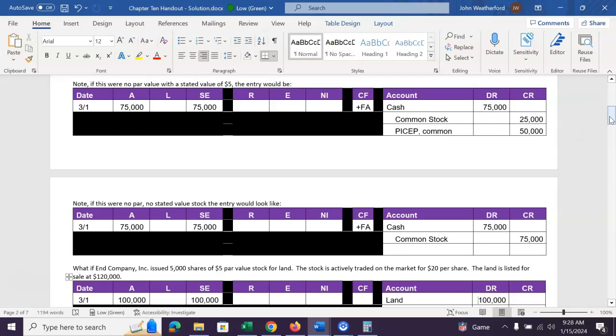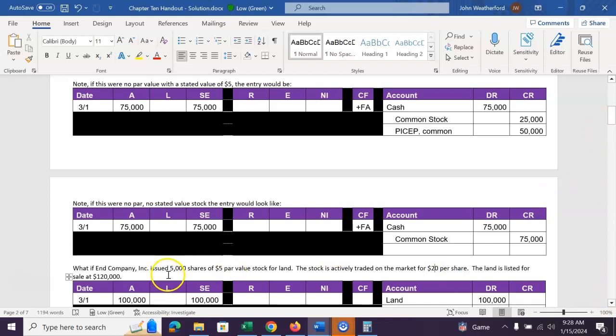That's more objective, right? More of a fair market price for the land than the 120. They could have made up any asking price, right? But we know the 5,000 shares could have been issued at 20 per share for $100,000. So that's the cost we will assign to the land.